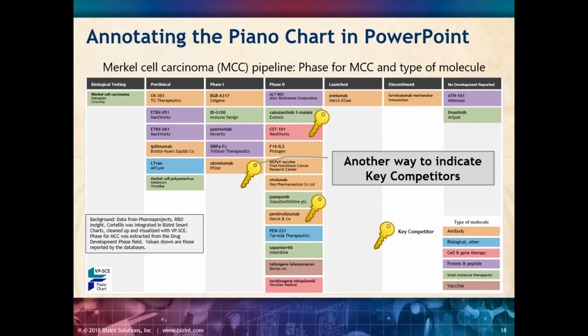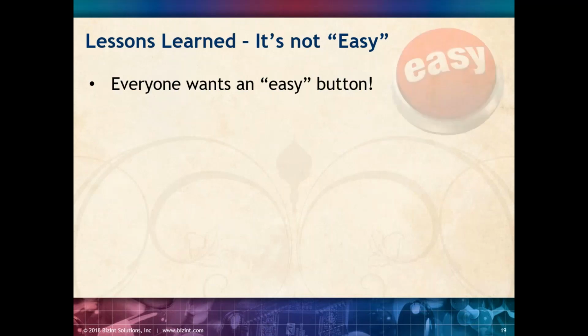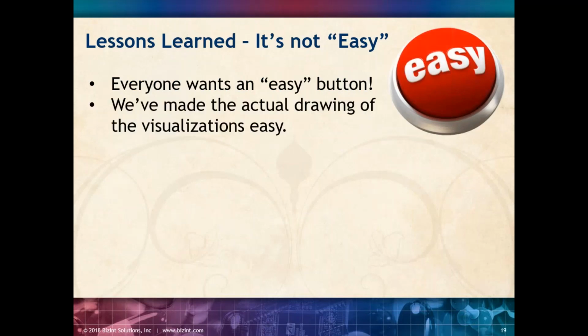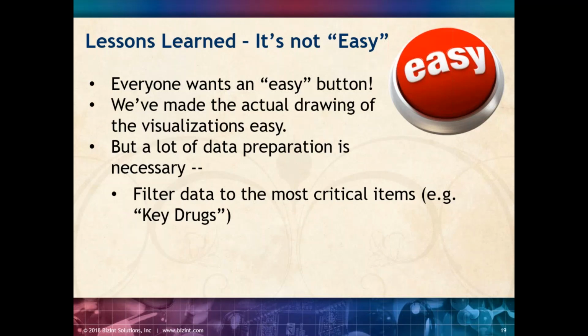Now, I should note that the databases won't tell you who your key competitors are. It's the analyst's job to know that or figure it out. Now, this visualization looks fairly simple, but unfortunately, we've learned that it's not actually easy. Everyone wants to just type Merkel cell carcinoma into a box, select piano chart, and bang, there it is. But while we've made the drawing part easy, you actually have to do a lot of cleanup to the data before you can draw the final visualization.